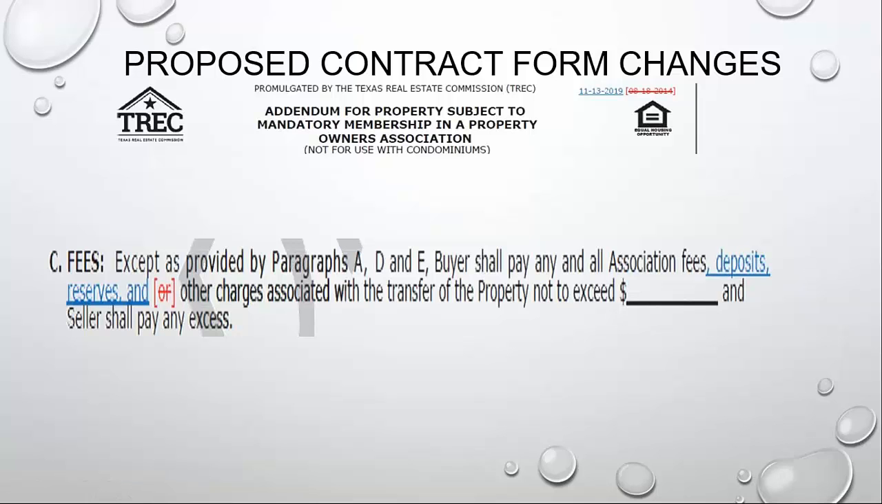And on the HOA addenda, down in paragraph C that talks about fees, it just added a couple of words. It added the word deposits, reserves, and crossed off the word or. You see that? The charges associated with the transfer of the property not to exceed some amount, and seller shall pay any excess. The foundation dues that so many subdivisions are charging now are properly includable in this paragraph. So don't forget to put them in, and listing agents, be sure that the number is in there, or the seller may get stuck with paying that fee, which is usually a buyer's fee.